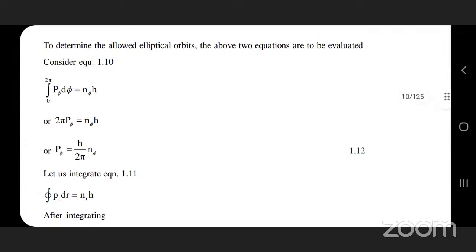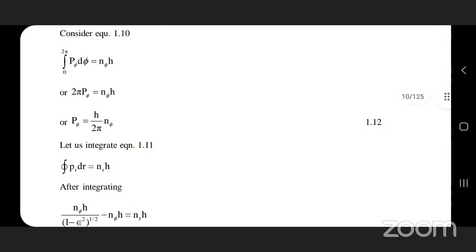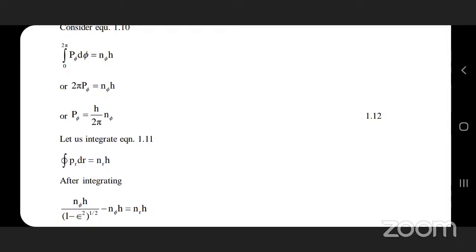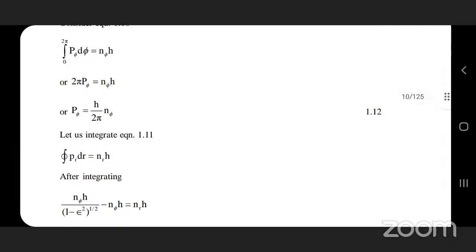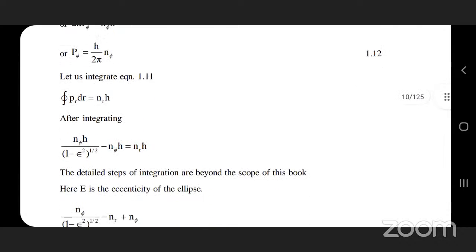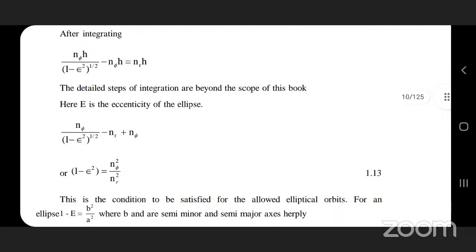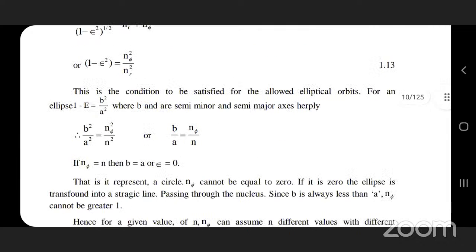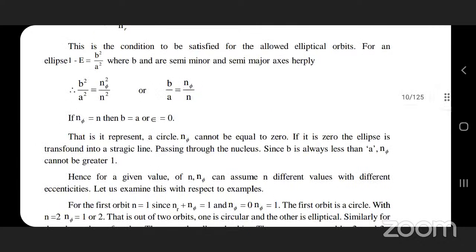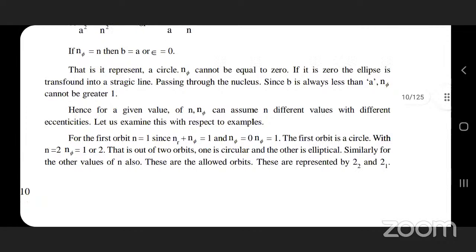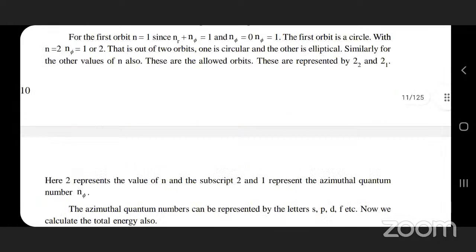So that you can easily determine how to calculate these two equations by considering 0 to 2 pi. Why consider 0 to 2 pi? It means around the entire elliptical orbit, 360 degrees. That's why you have to consider the integral from 0 to 2 pi of p phi d phi equals n phi h. By simplifying this equation, you get clear what the n phi value is and what the a and b values are. So you should follow this.